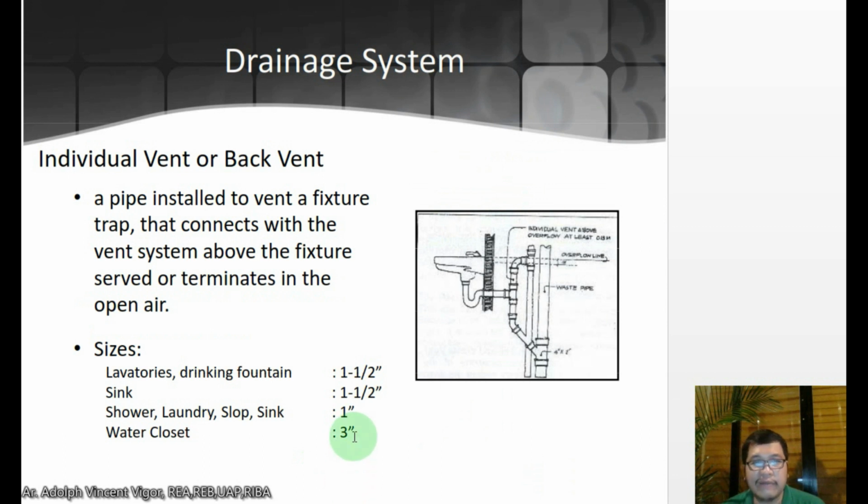You also have the individual or back vent, so it's a pipe installed to vent a fixture trap that connects with the vent system above the fixture served or terminates in the open air. So the sizes for lavatories is 1 to 1.5 inches, the sink 1.5, the shower and laundry slab sink 1 inch, the water closet 3 inches. So this is an example of it. The individual vent goes to here.